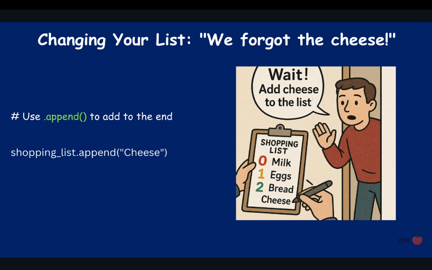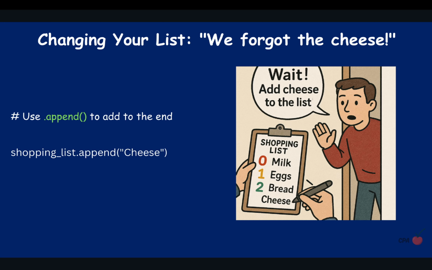A shopping list isn't permanent. You might remember something else you need. What if you forgot to add cheese? You wouldn't rewrite the entire list, right? You'd just grab a pen and add cheese to the bottom of that paper. Python lists can also be changed.